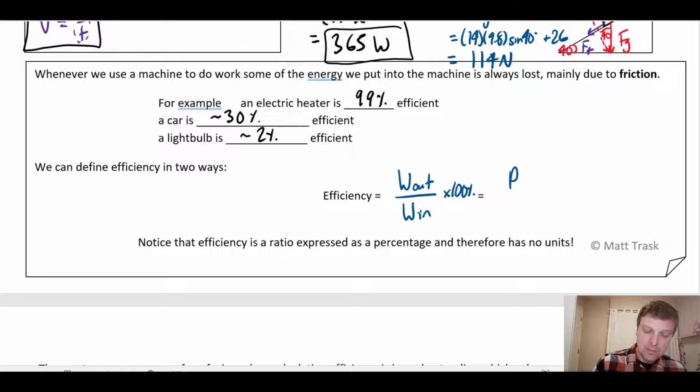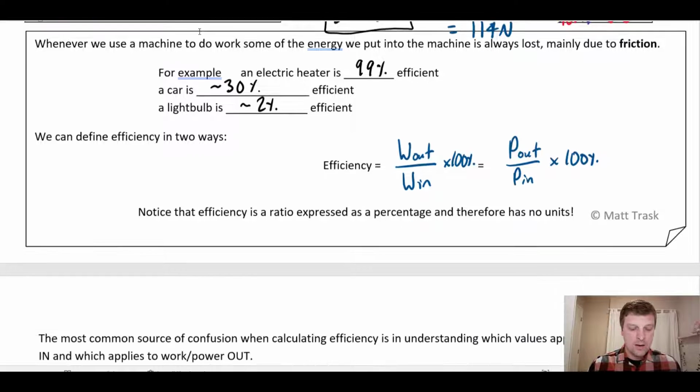Or we can do the same thing with power. So we can say the power out divided by the power in times 100%. P out over P in. So how much power did the machine actually use usefully versus how much power did you have to supply to it so that it actually did its job? And you note that these are ratios. It's a ratio of energy to energy or power to power, and so there are no units.